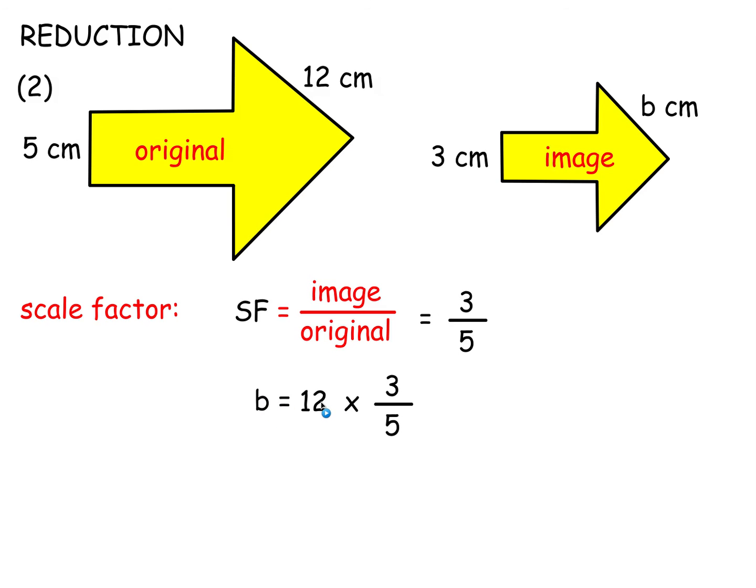That means divide 12 by 5 and multiply by 3. 12 times 3 is 36. You want to divide 36 by 5. Well, 36 divided by 5 is the same as doubling the numbers: 72 divided by 10, which is 7.2. So it didn't require a calculator. You've got knowledge of fractions. So that's scale factors.